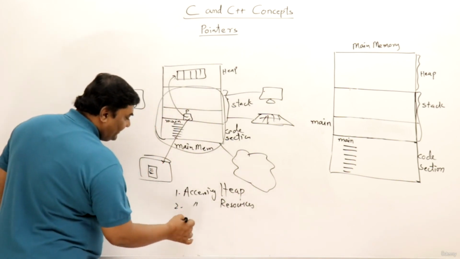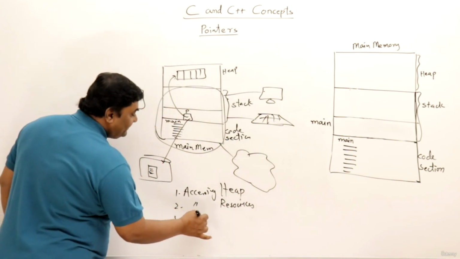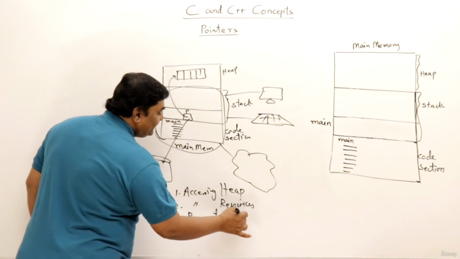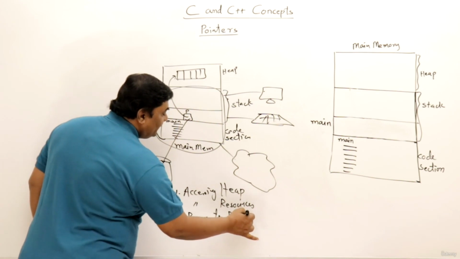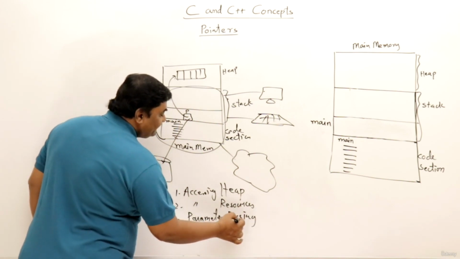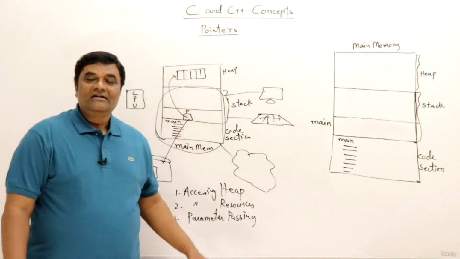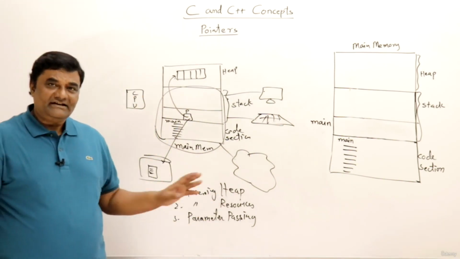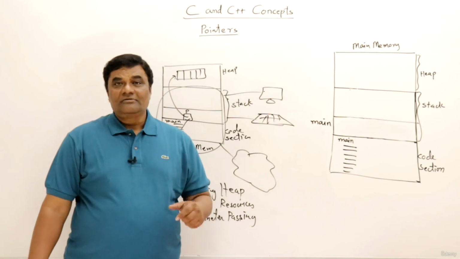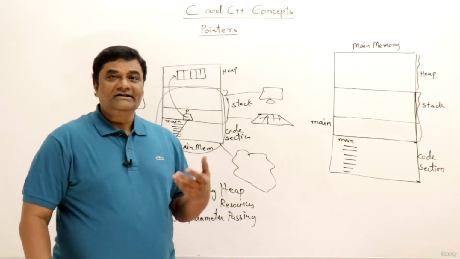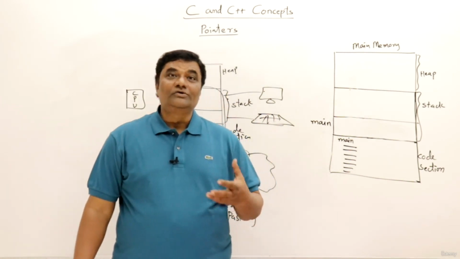And third, pointers are used for parameter passing also. This I will explain afterwards, how pointers are useful for passing parameters. So these are the major usages of a pointer: accessing the heap, which is like a resource, accessing other resources, or parameter passing. Now next let us learn how to declare a pointer, how to initialize it, and how to use it.